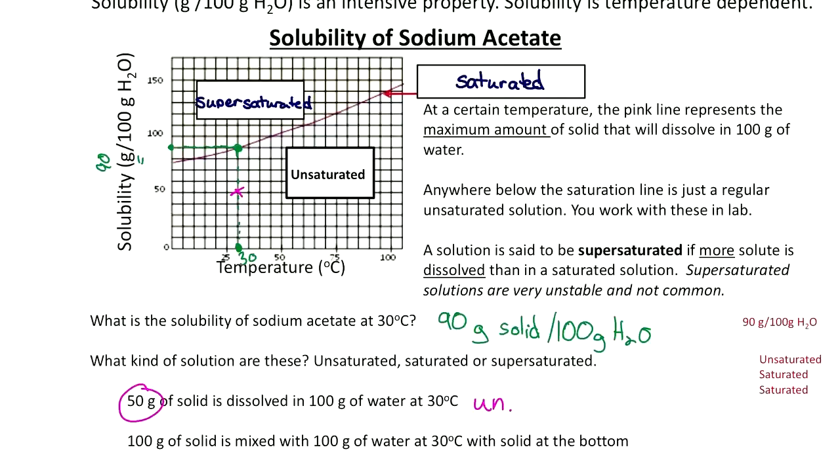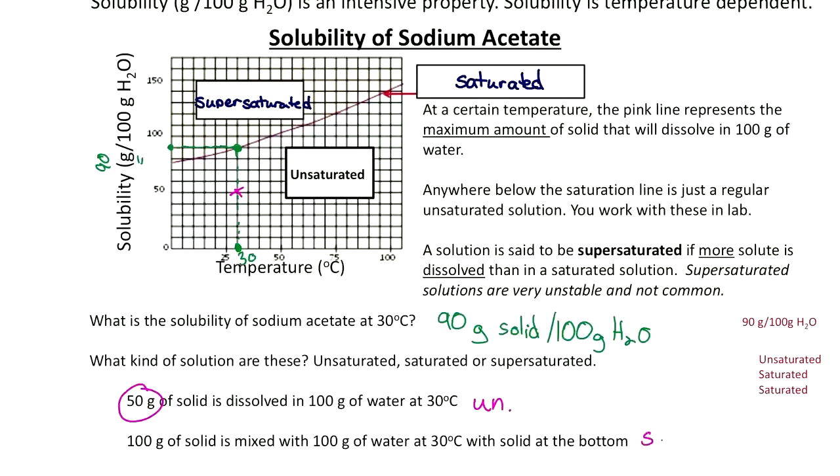So according to this statement that I said, 100 grams mixed with 100 grams, but you're done mixing, there's solid at the bottom. Did all 100 grams go into the water? No. So how much of the solid did go into the water? 90 grams, because that is the saturation point. Just because I mix 100 with 100 doesn't automatically make it supersaturated, because not all 100 grams are going to go into that water. We're dictated by that saturation line. So this solution is saturated, all right?